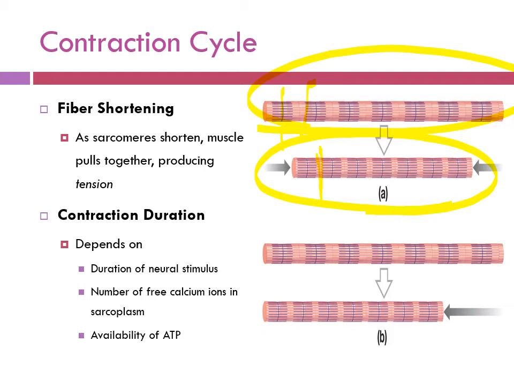The duration of the contraction, so how long that contraction lasts, depends on the neural stimulus. Is it a sustained stimulus? Is it repeated stimuli? It depends on how much calcium is in the sarcoplasm, because you need to have calcium in the sarcoplasm in order to have contraction. And it depends on the availability of ATP. We need ATP in order for the myosin heads to pivot. We also need ATP in order to pump the calcium back into the sarcoplasmic reticulum so that it can be released again.